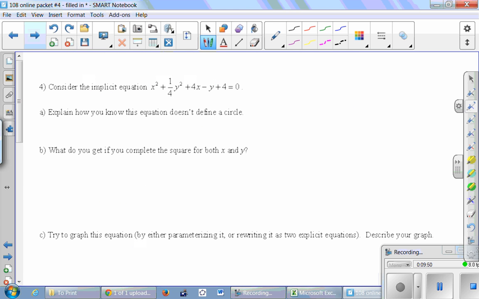Consider the implicit equation x squared plus a quarter y squared plus 4x minus y plus 4 equals 0. Explain how you know this equation doesn't define a circle. All right, this is that typo that I fixed.